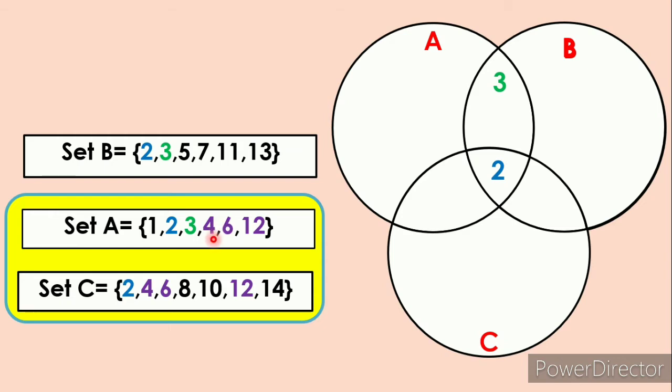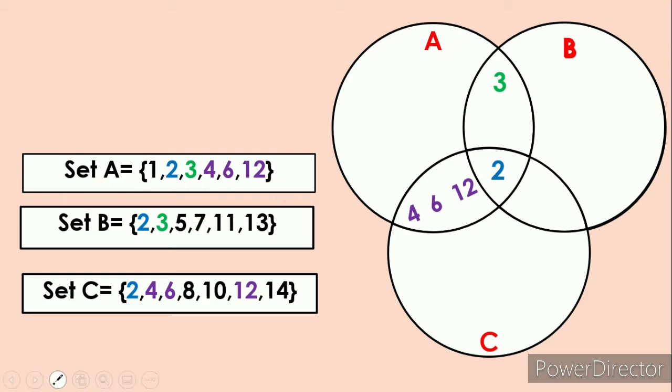Next, we have set A and set C. So their common elements are 4, 6, and 12. So we will put 4, 6, and 12 in this region. Now we will put the remaining elements of these three sets. In set A, we still have 1. So we will put 1 in this region. Next, in set B, we have 5, 7, 11, and 13. So we will put these elements in this region.